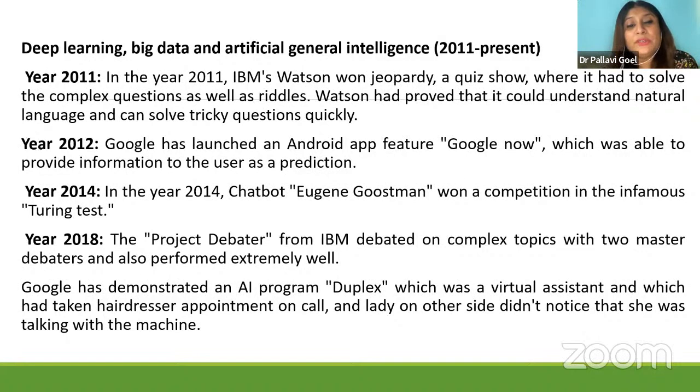In 2014, the chatbot Eugene Goostman won a competition in the infamous Turing test. In 2018, the Project Debater from IBM debated complex topics with two master debaters and also performed extremely well. Google demonstrated an AI program, Duplex, a virtual assistant which took a hairdresser appointment on call, and the lady on the other side did not notice that she was talking to a machine. Whenever we call someone, it always says the person is busy, please leave your message on the voice note. So the machine is speaking to you and responding to you. Next slide, please.